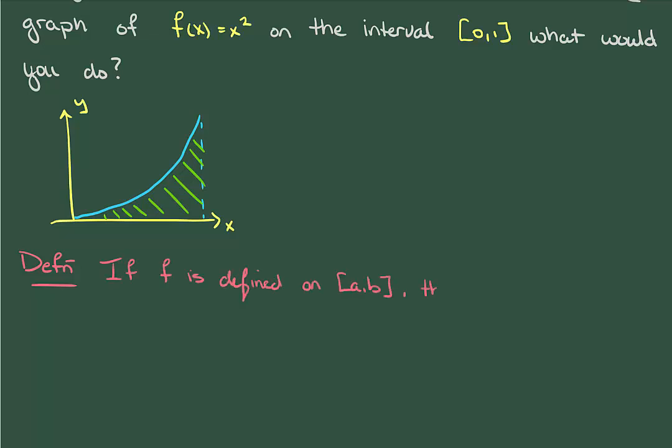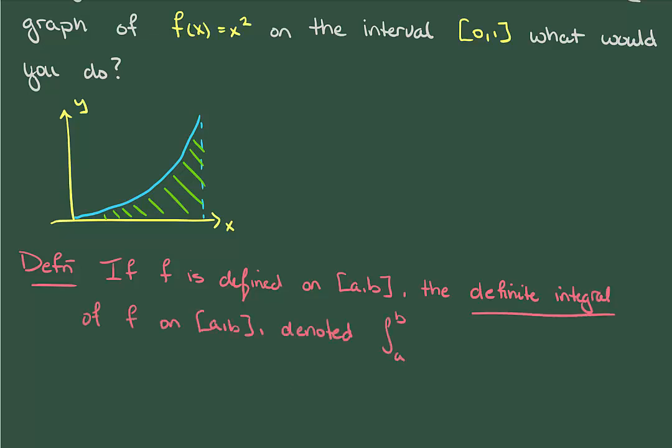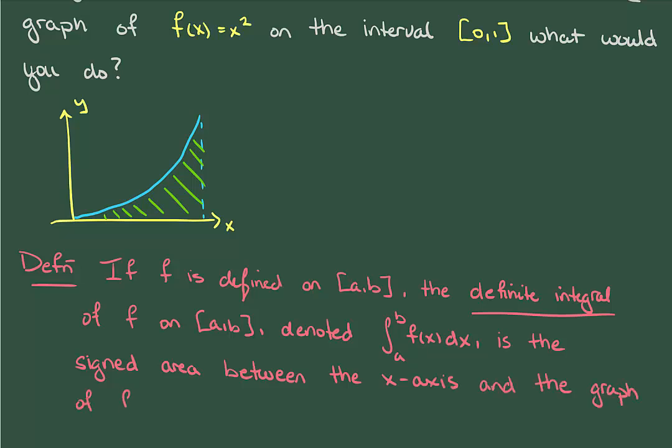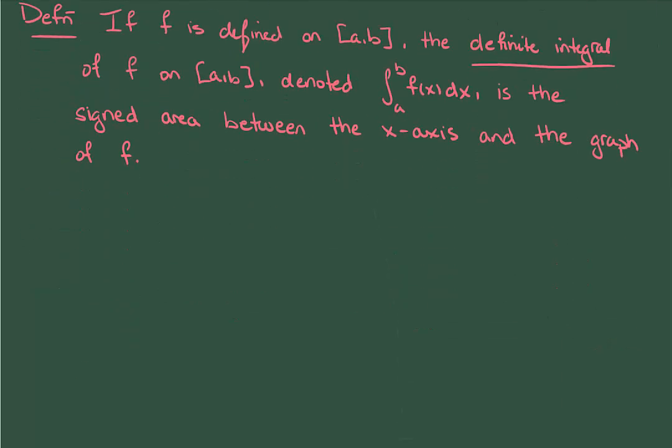Suppose that f is a function defined on an interval [a, b]. The definite integral of f on [a, b], which we'll denote with this weird stretched s thing, is defined to be the signed area between the x-axis and the graph of f. There's a few points to make here. First, let's talk about notation.